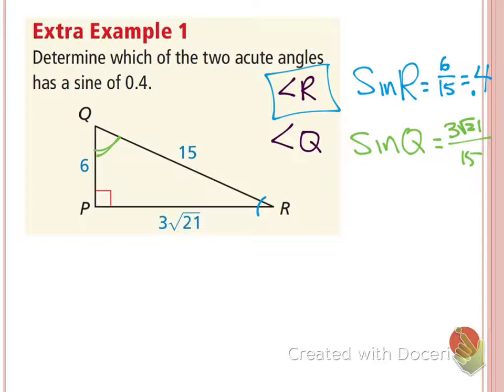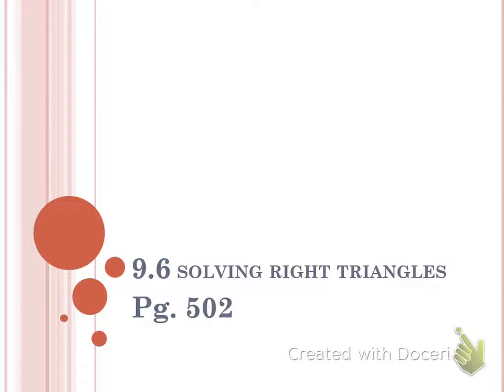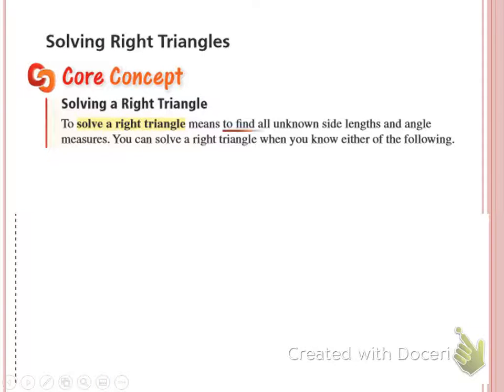Which brings us to today's lesson. It is called solving right triangles. So on page 2, you're going to fill this in. To solve a right triangle means you find all the missing sides and all the missing angles. So on page 2, we find all the missing sides and all of the missing angles.